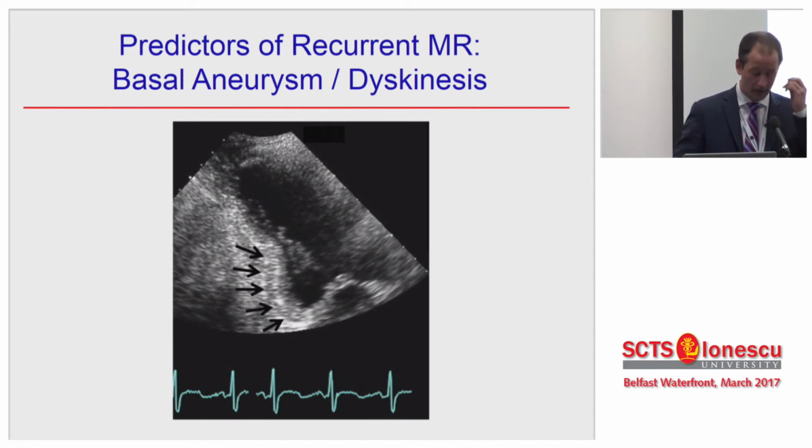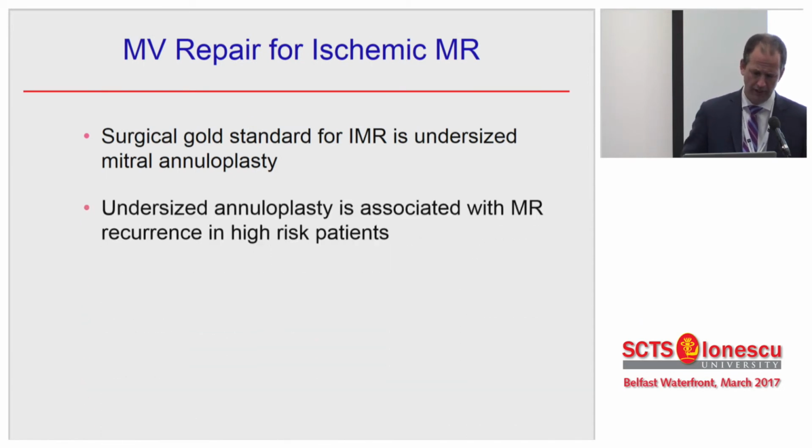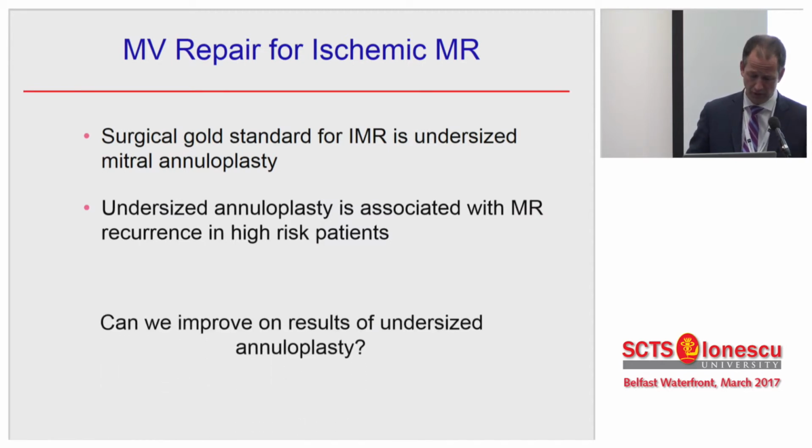Those patients all come back with recurrent MR. So if surgical undersized annuloplasty is currently the gold standard, but we know that it's also associated with a significant risk of recurrence, are there ways that we can improve on this?